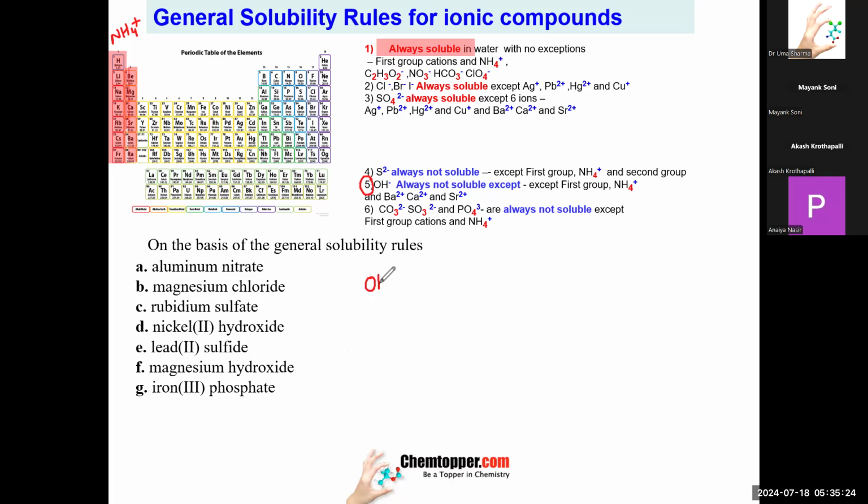Hydroxides, OH minus. These are also always not soluble. And this is the one which we have to memorize because hydroxides are bases. We have one full unit, unit 8, which is based on acids and bases. So we should know this. And this rule is also very simple. All are not soluble, except these ones. These are soluble. Rest all are not soluble. Is it okay? It's easy to memorize. Ammonium, first group, and starting from calcium, they are soluble.